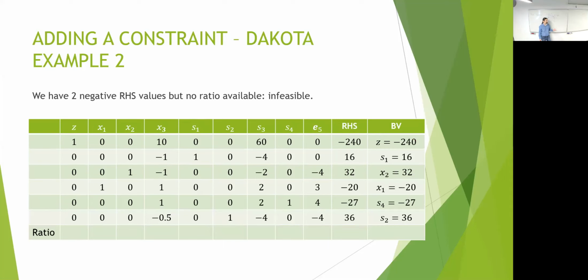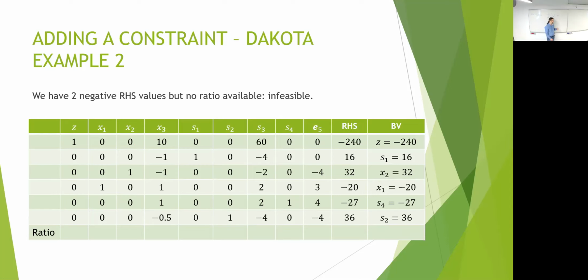Now over here, we are again optimal with a negative right-hand side for the z value, and two negative values, minus 20 and minus 27. Now, both minus 20 and minus 27 don't have any negative values in the coefficients or the constants on the left-hand side. No negative values there, so it's infeasible.